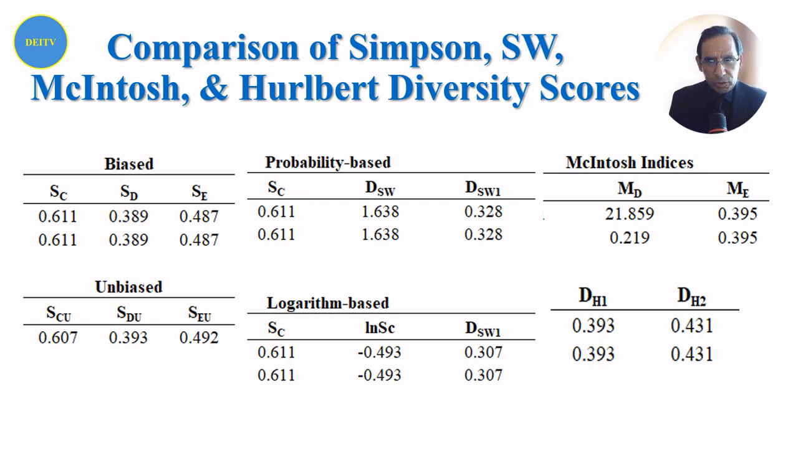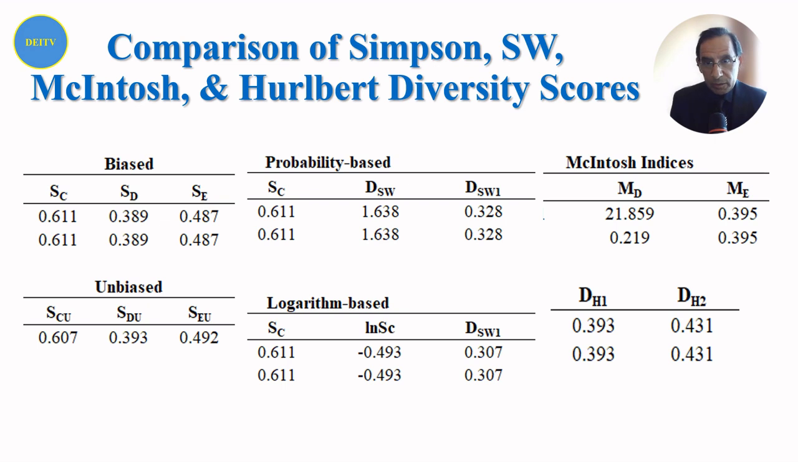As I mentioned earlier, I was going to compare the Hurlbert indices to the Simpson, Smith & Wilson, and McIntosh indices. Recall that the Bias-Simpson standardized score is 0.487. The unbiased Simpson standardized score is 0.492. When we look at the Smith and Wilson probability-based standardized score, that's 0.328. The logarithm-based Smith and Wilson standardized score is 0.307.